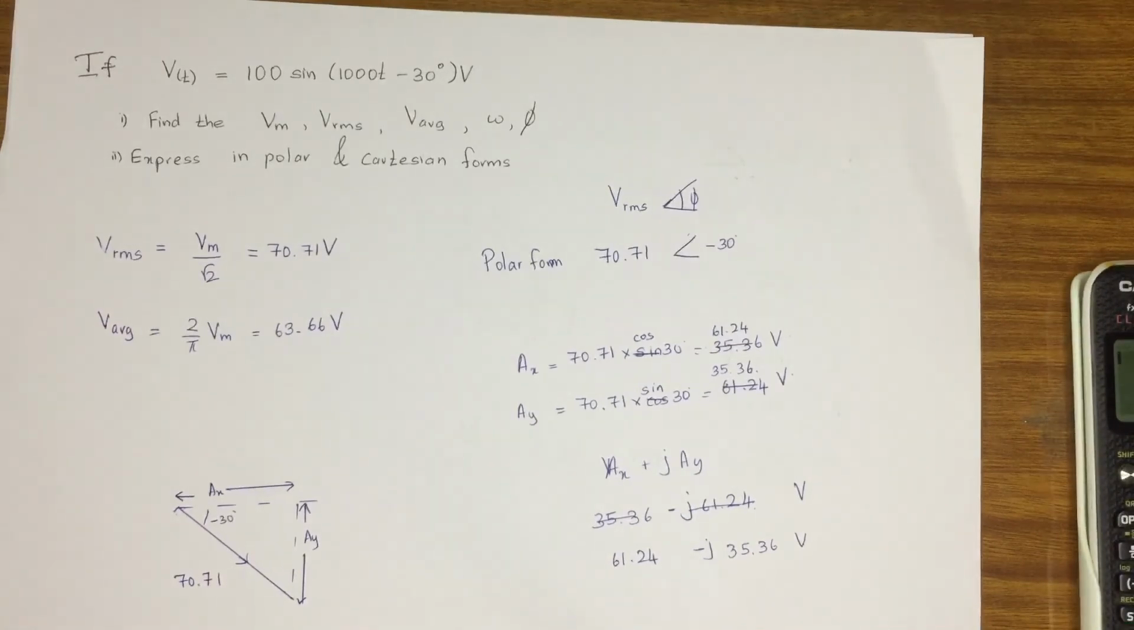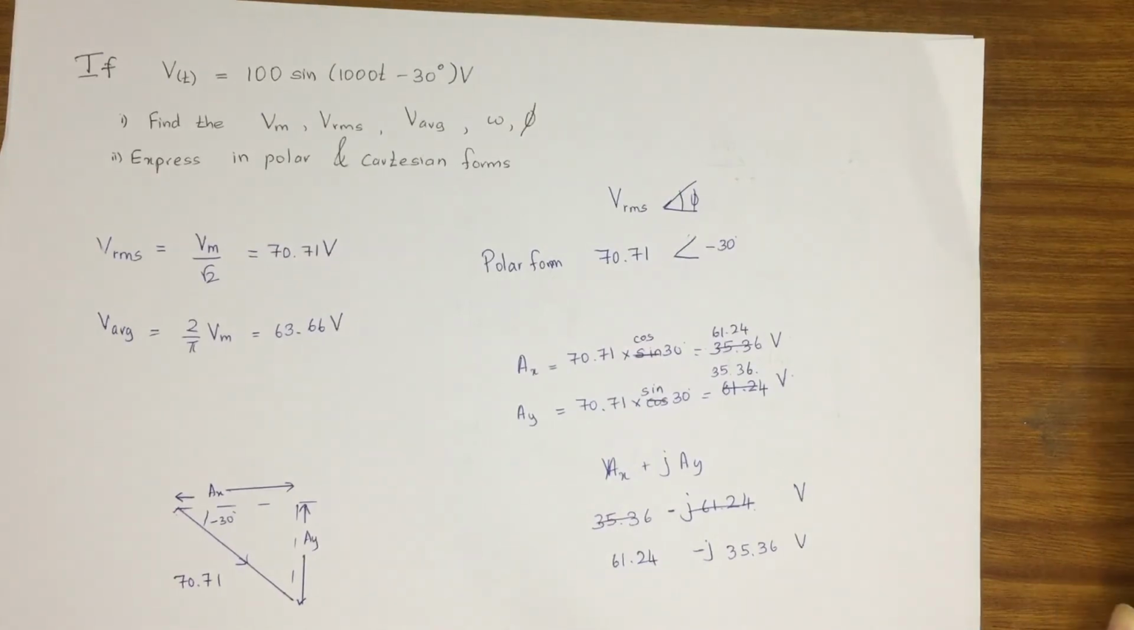So if you haven't watched that video, please watch that. I have mentioned how to solve complex number problems, and how to convert from the polar form to Cartesian form, as well as Cartesian form to polar form, directly using the Casio fx-991EX.